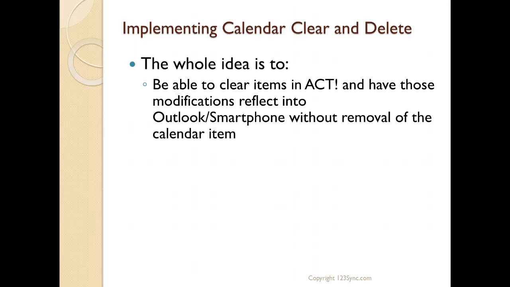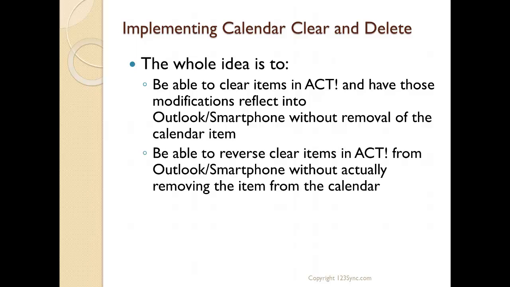The whole idea of implementing this is to be able to clear items and have those modifications make it to Outlook and the smartphone without removal of the calendar item. So if the item has been cleared, on the subject line you modify it and specify why it has been cleared, and we make sure that relationship continues.